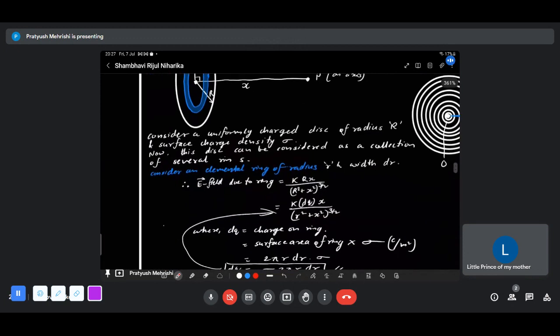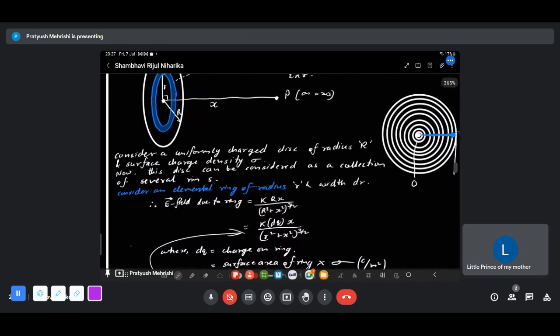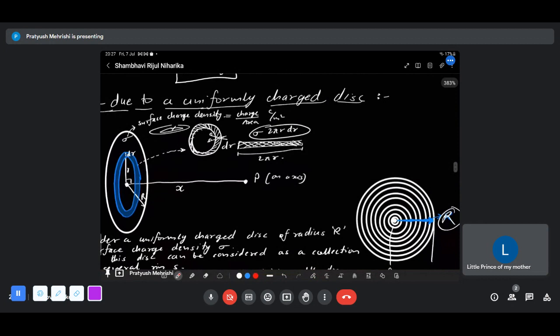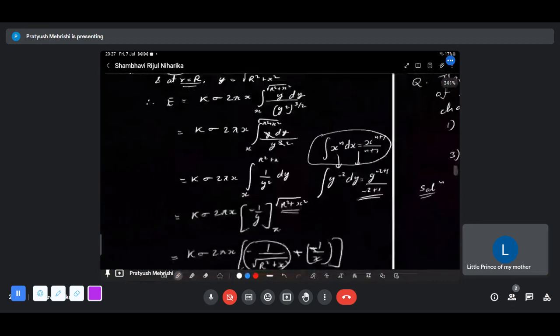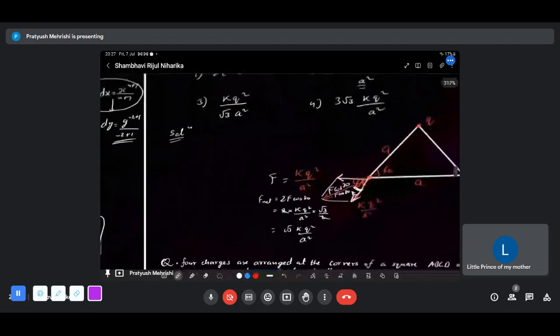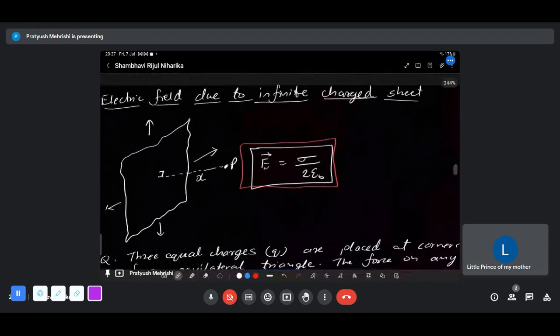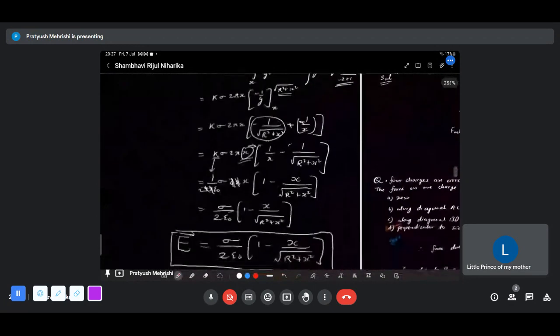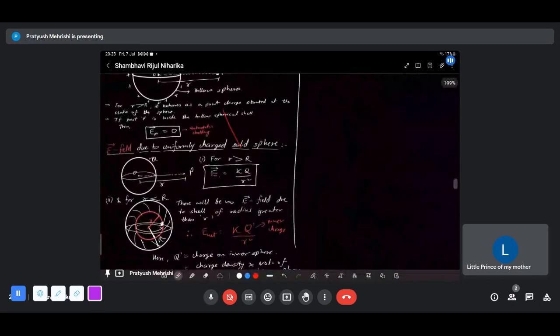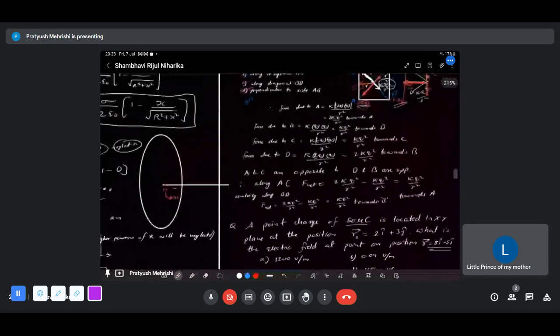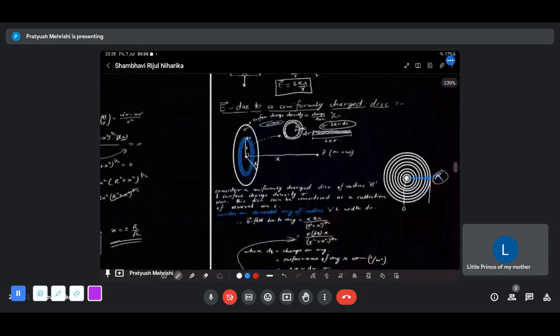Now your homework is to check the electric field due to a uniformly charged disk and a uniformly charged sheet. These two derivations, just try to see them, and then we will continue from there.